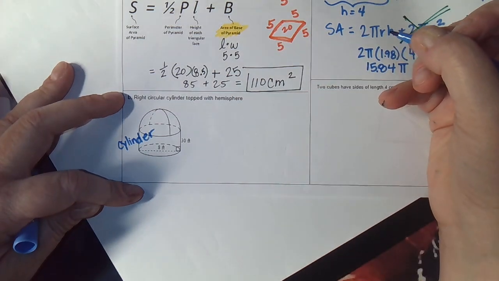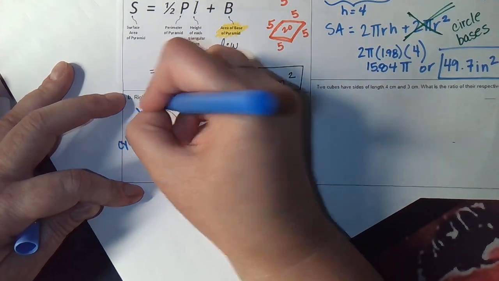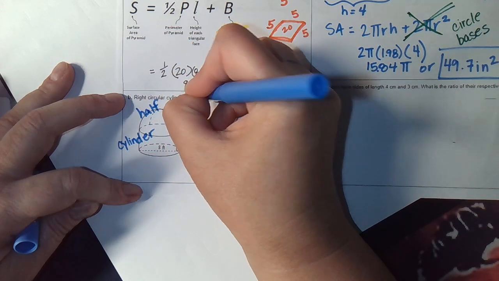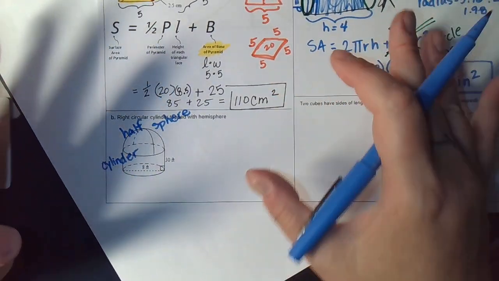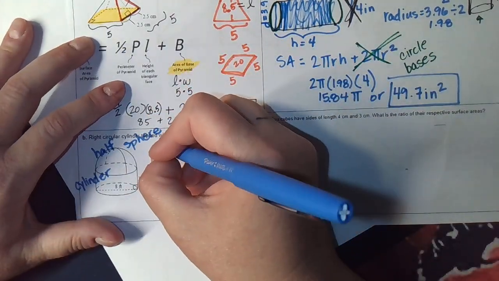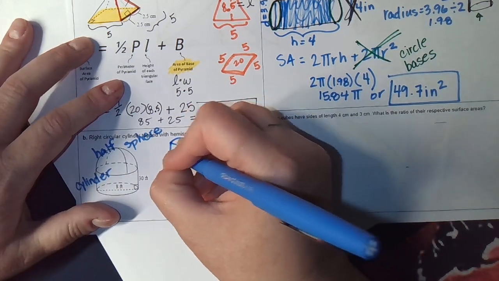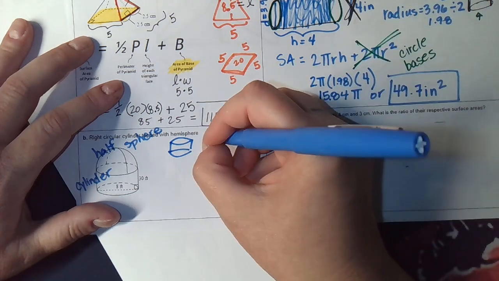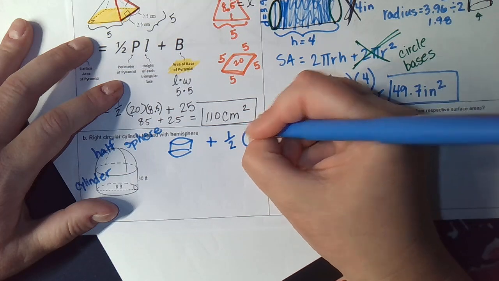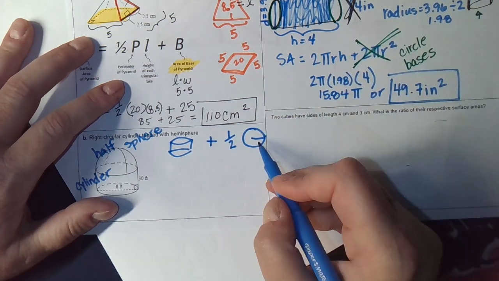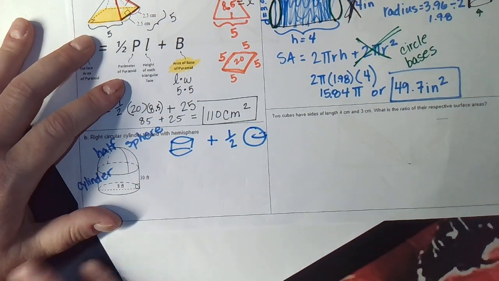Yep. On the bottom. And then I see half of a sphere on the top. It looks like half of a basketball. Okay, so to find the total surface area, we're going to take the cylinder surface area, and we're going to add it to half of a sphere surface area, because this is half of a sphere.